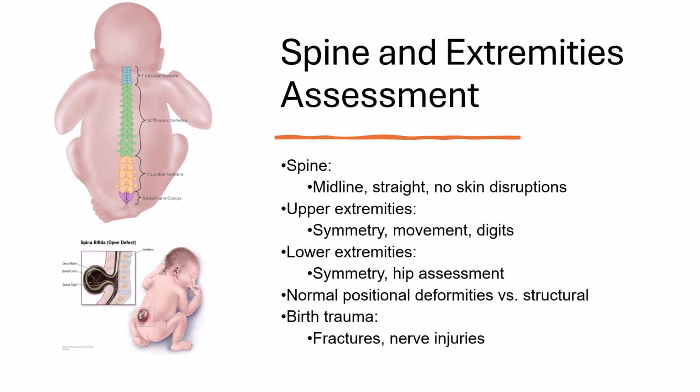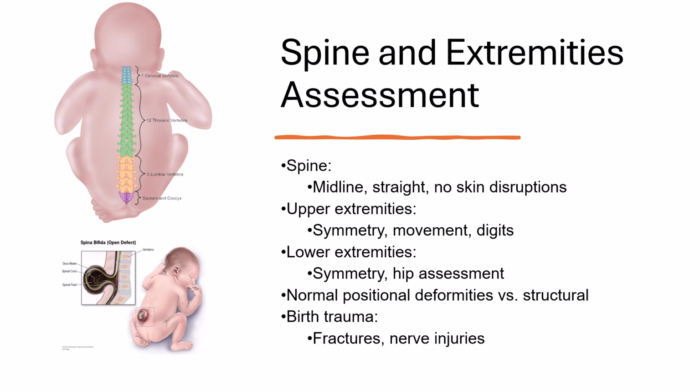When examining the spine, check that it's midline and straight, with no skin disruptions, like dimples, hair tufts, or masses that might indicate underlying neural tube defects. For extremities, assess symmetry, movement, and digit number in both upper and lower limbs. Perform hip assessment to rule out developmental dysplasia using Barlow and Ortolani maneuvers. Distinguish normal positional deformities, like metatarsus adductus from intrauterine positioning, from structural abnormalities requiring intervention.